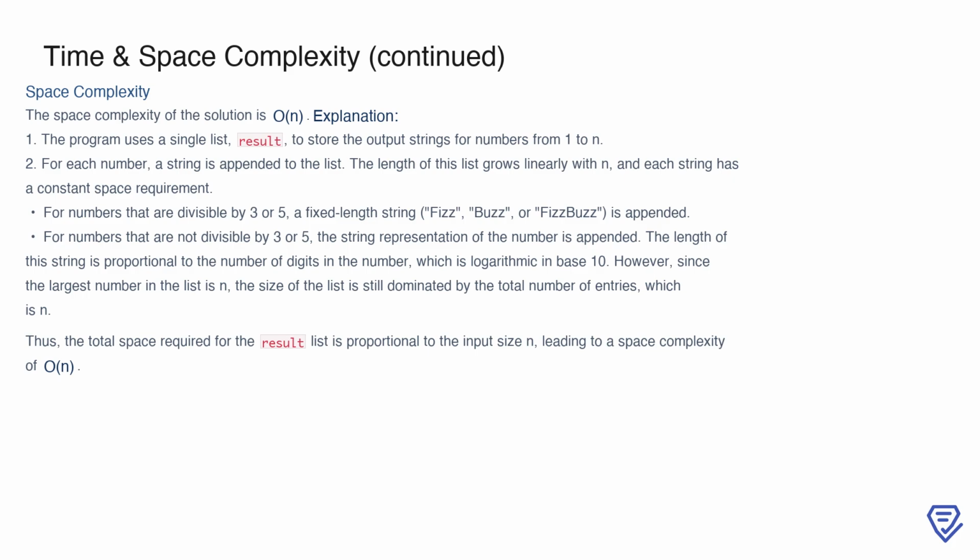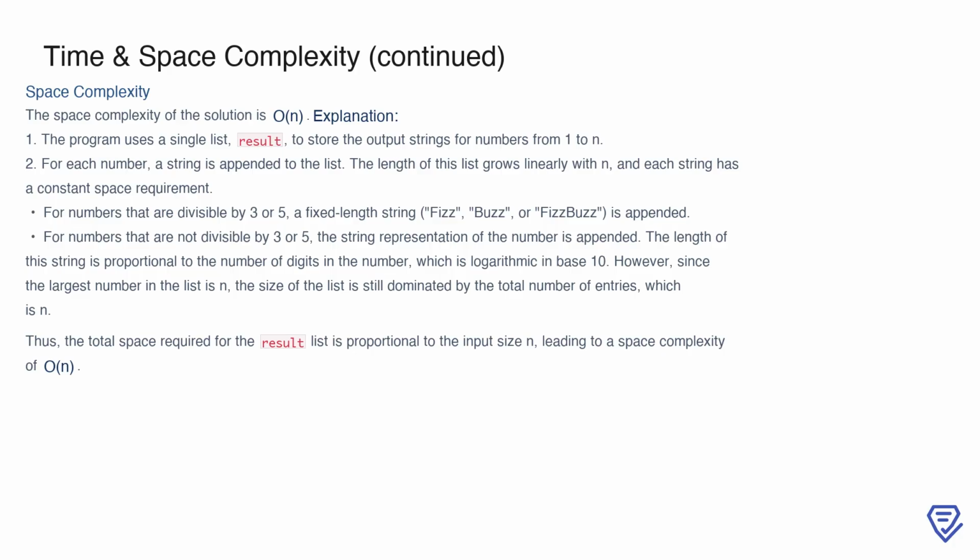Now, looking at space complexity, the solution is O(n). This is because the program creates a single list, result, which stores the output strings for all numbers from 1 to n. For every number within this range, a string is appended to the list. The size of the list grows linearly with n, as it contains exactly n elements. The space required for each element in the list depends on its content.